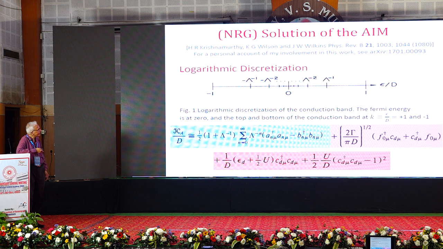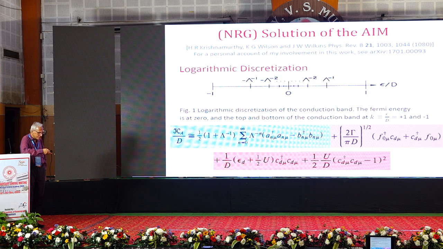But what he did was a clever way of discretizing this conduction band. Imagine you've gone to the continuum limit, so you have a continuum of conduction electron states. But then he said, let me make a logarithmic discretization. Imagine the electron energies go from minus D to plus D. Then you discretize in powers of a parameter lambda, which is bigger than 1, in a logarithmic fashion, so that each interval gives you the same contribution to the d epsilon over epsilon integral. Okay, that's the way it's been designed.